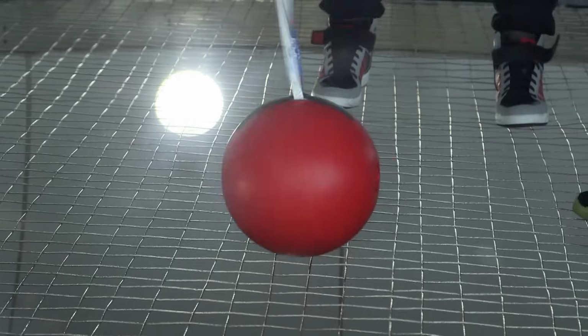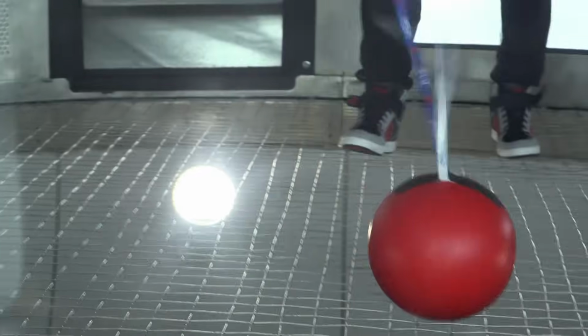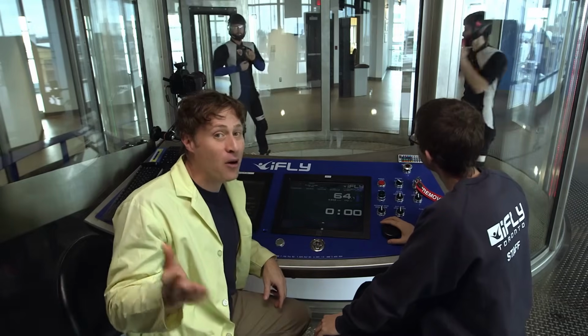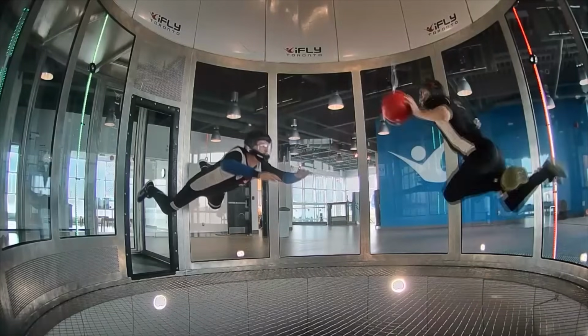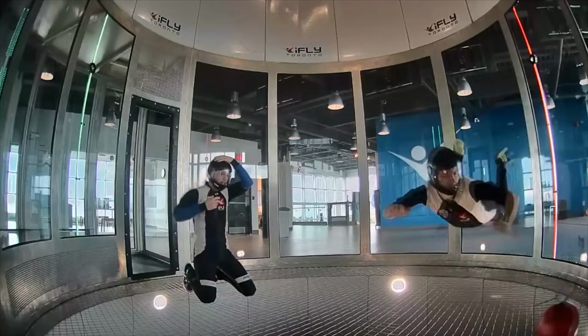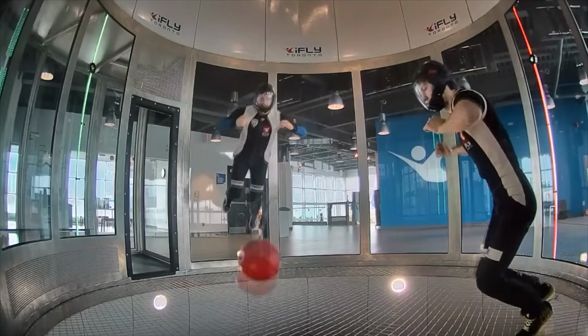106, 124 kilometers an hour, 140, 150. Oh, 166, almost. 172, whoa. Wind speed of the heavy red ball, 173 kilometers an hour. Because the red ball is heavier than the basketball, we need a lot more wind speed to counteract the force of gravity before they cancel out and the ball floats.